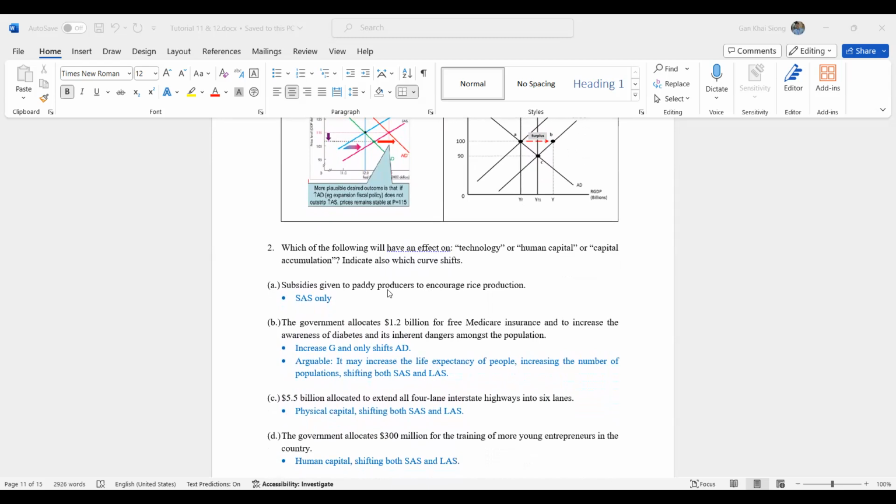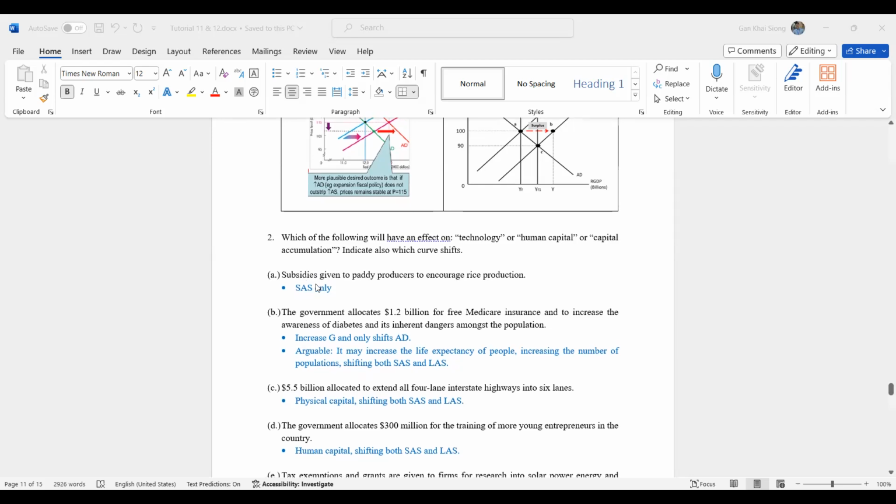It will not result in an increase in the productive capacity of the economy, but it will only increase the short-run aggregate supply curve. So therefore, when we talk about subsidies, in which the intention is to lower the cost of production and to expand the production of the producers, it only affects SAS only.